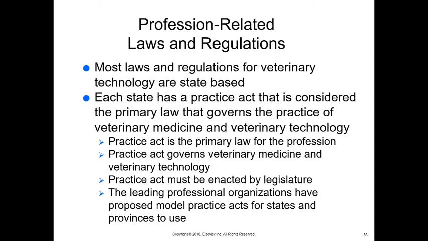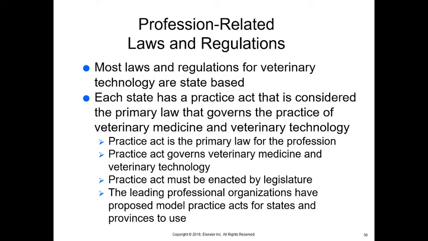Profession-related laws and regulations. As with any profession, there are laws and regulations, and they're mostly state-based. Each state has a practice act that is considered the primary law that governs the practice of veterinary medicine and veterinary technology. The practice act is the primary law for the profession. The practice act governs veterinary medicine and veterinary technology.